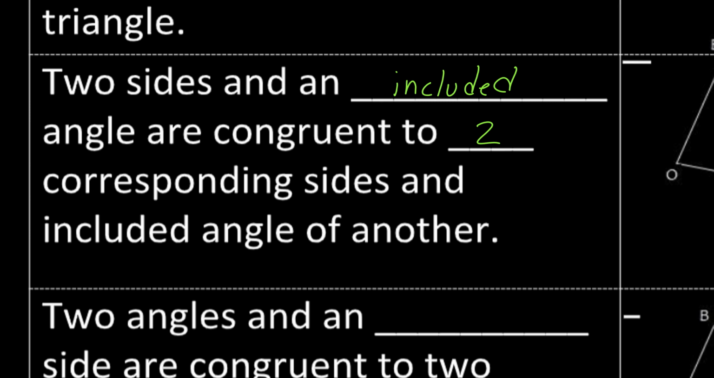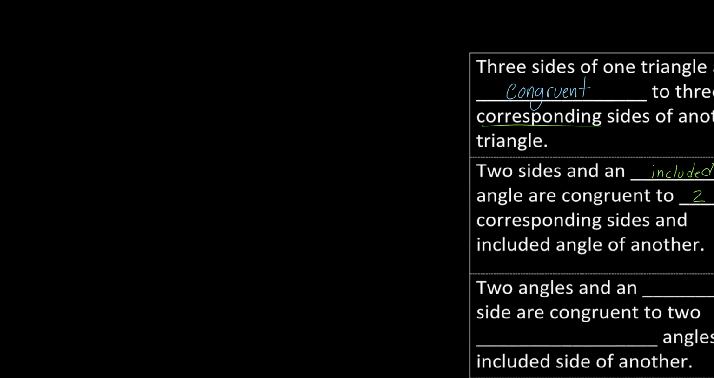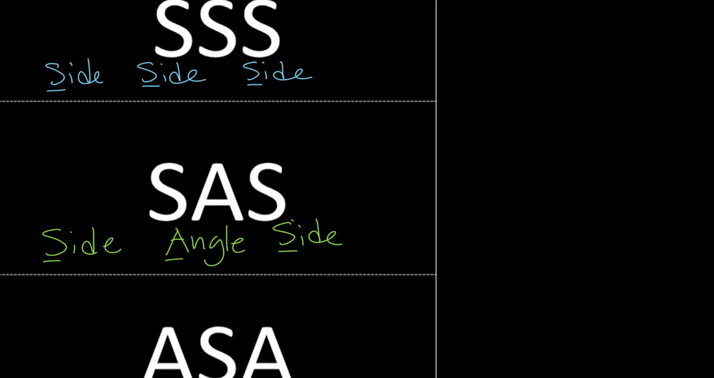What do you think I mean by the word included? It is part of the triangle, but specifically, where is the angle in comparison to the sides? Where is the A? The A is between the sides. In math, this is what we call an included angle. It's between the two sides.